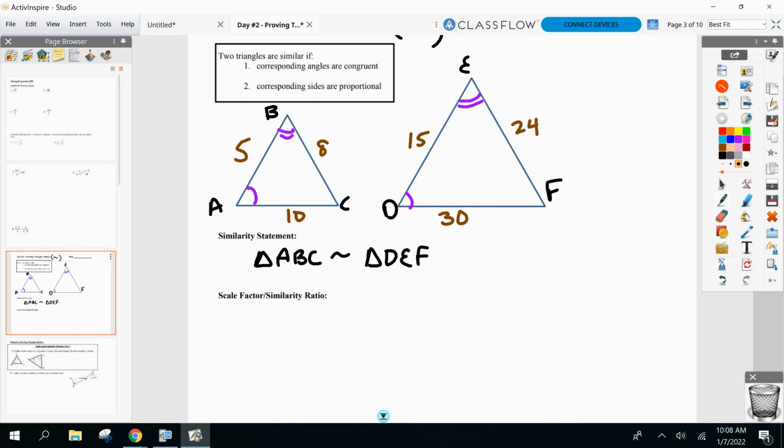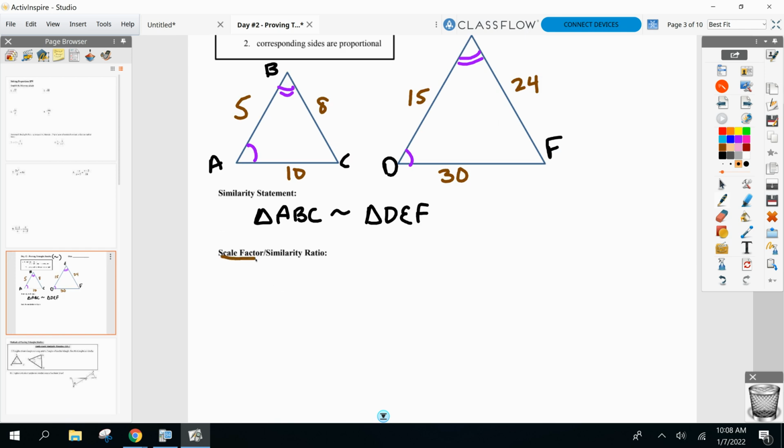All right, so see the difference between congruent, which are all equal, and now similar, which they're all in the same ratio. All in the same ratio. And that ratio is called the scale factor. The scale factor, which means the ratio of two corresponding sides. That's the ratio of two corresponding sides.